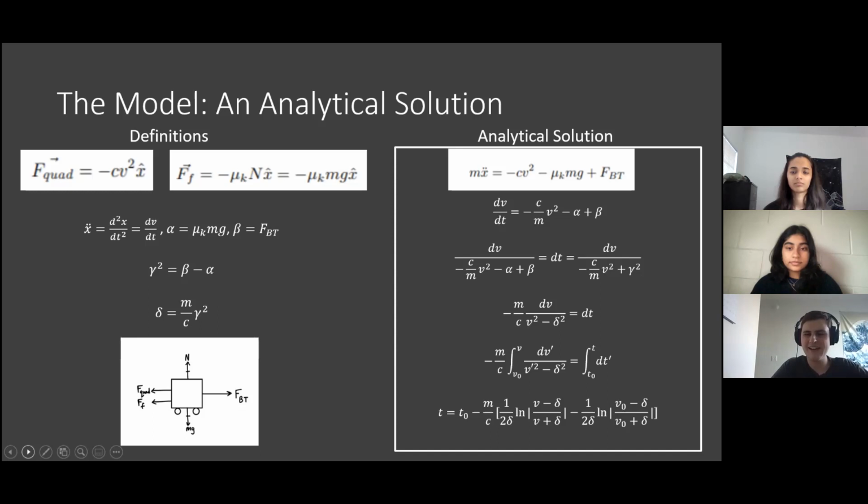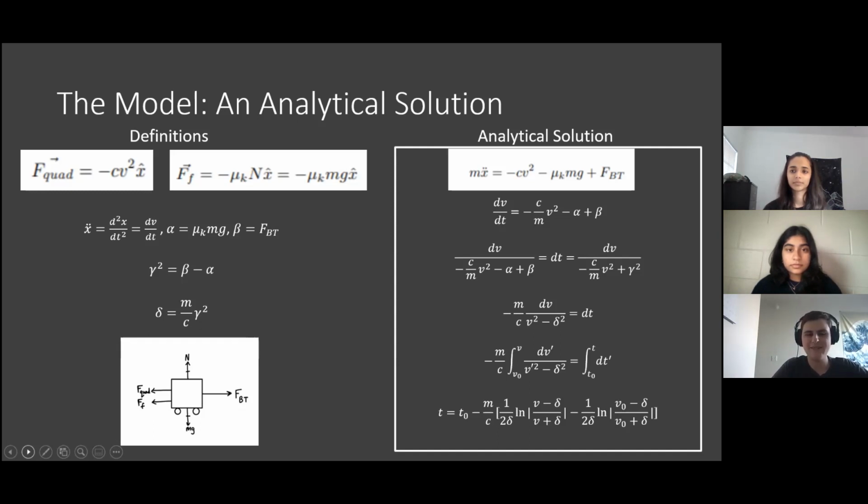On the right-hand side of our differential equation, you can see that we have the quadratic air resistance as well as two constants, which are the force due to friction and the force of the bike throw. Again, we implemented separation of variables to solve this differential equation, but in order to get an integrable expression, we had to redefine our constants so that the form of the integral would be solvable.